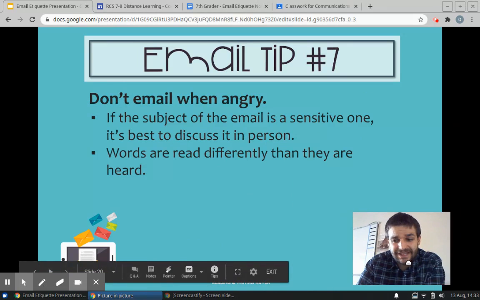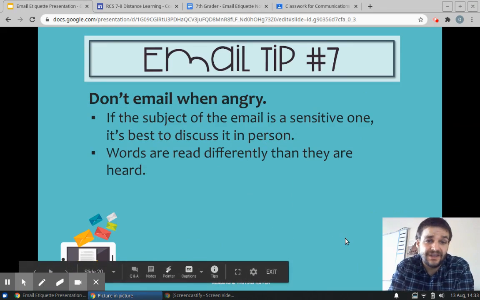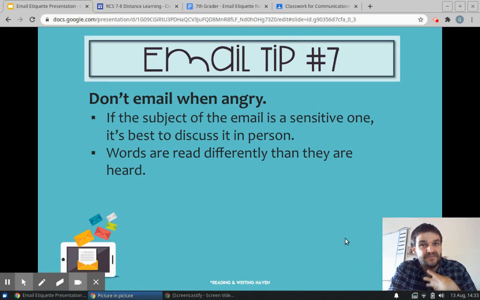Also, related to that, don't email when angry. If your email's subject is sensitive or it's a lot of emotion for you, it might be best to do it in person, although we don't have that luxury with distance learning, but maybe just take a minute before you start writing, or maybe a little while.